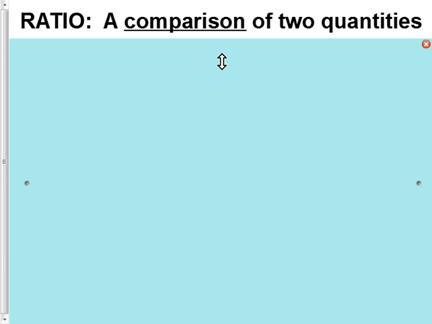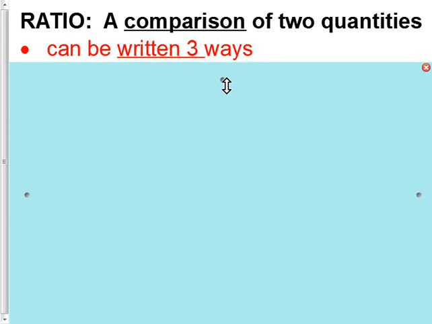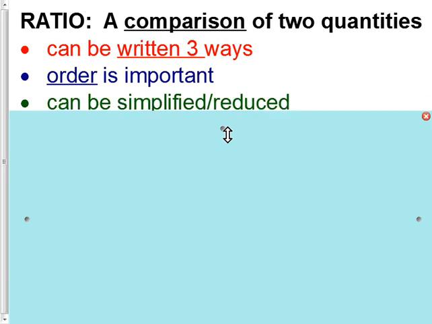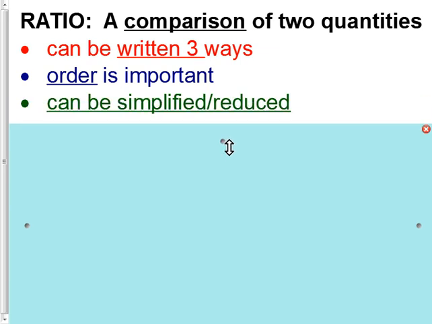And so some things we need to know about ratios are that they can be written three different ways. The order in which we write the ratio is very important, and ratios can be simplified or reduced, just like we do with fractions. Now, ratios and fractions are not the same thing, which I'll explain more in just a minute, but take a moment to make sure you understand those three concepts. They can be written three ways. The order in which we write the numbers is important, and they can be simplified or reduced.